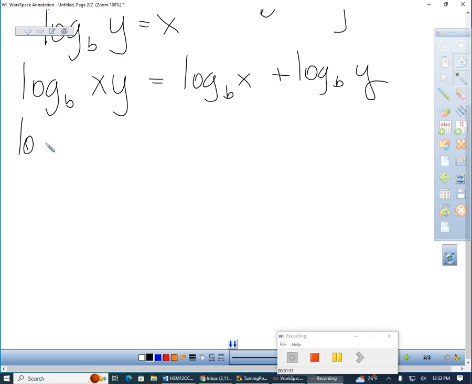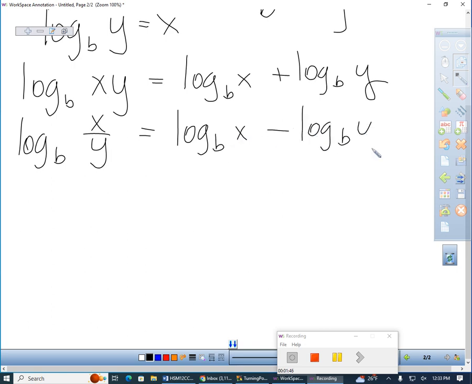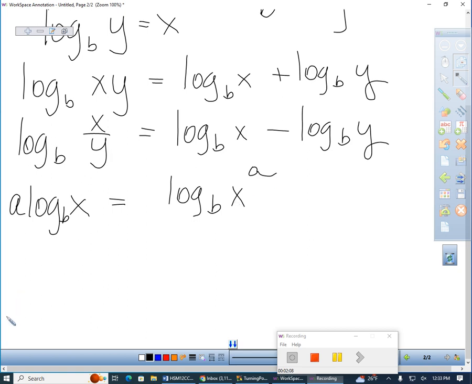All right, we have the log base b of x over y. So in the log world, when we're dividing, we're really subtracting. Log base b of x minus log base b of y. In the log world, if we have a coefficient in the front of log base b of x, that coefficient is actually the exponent. So this is log base b of x to the a. Our exponent is actually the coefficient. It can go back and forth.